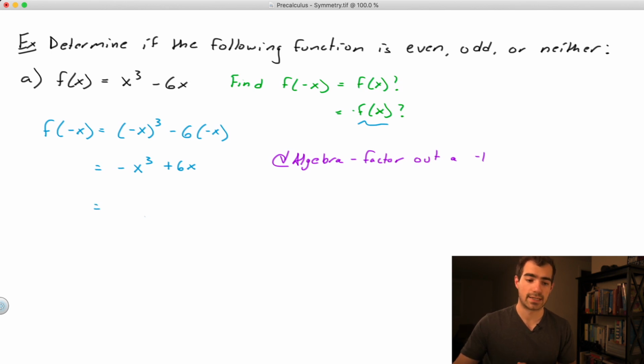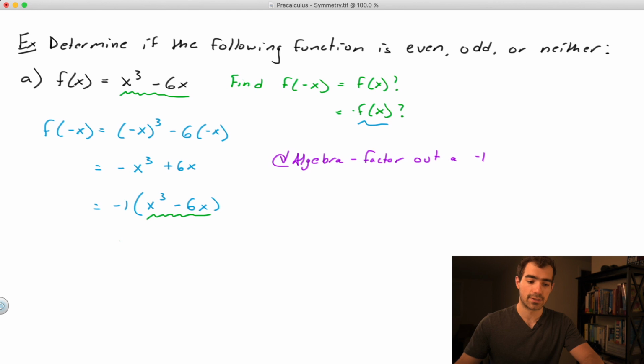If we factor out a negative 1, we're going to have negative 1 times the opposite of negative x cubed, so x cubed, and the opposite of plus 6x, or minus 6x. And so here we have negative 1 times the quantity x cubed minus 6x. Now that quantity x cubed minus 6x should look kind of familiar, right? Because that is our expression f of x.